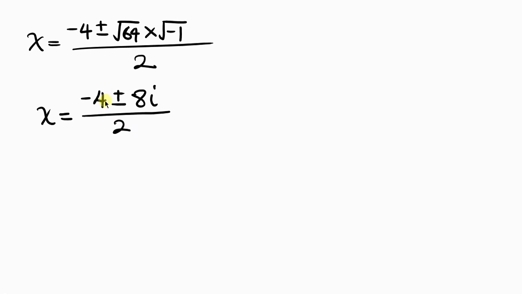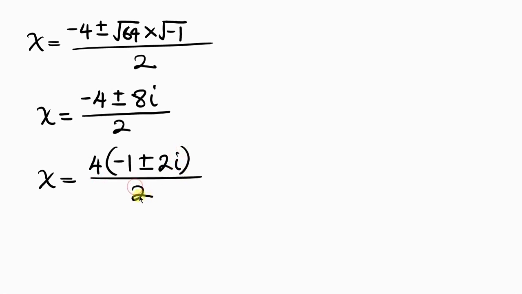Now notice that from the numerator, 4 is common. So we're going to be factoring out 4. So x will be 4 times, open bracket, negative 4 divided by 4, I'm going to have negative 1 plus or minus 8i divided by 4, I have 2i, all over 2. And now notice that 4 divided by 2 is 2. 2 divided by 2 is 1. So we have x to be 2 times negative 1 plus or minus 2i.